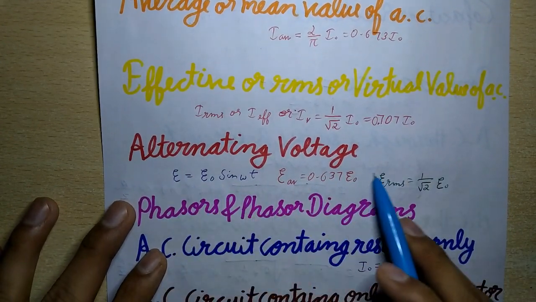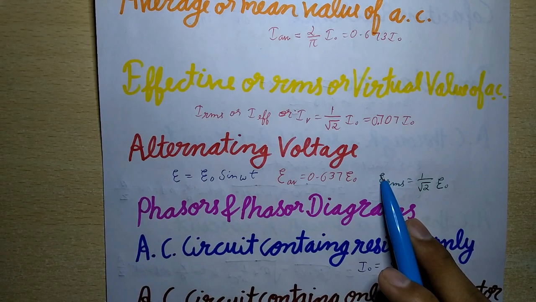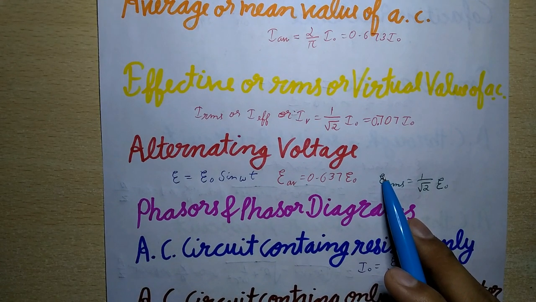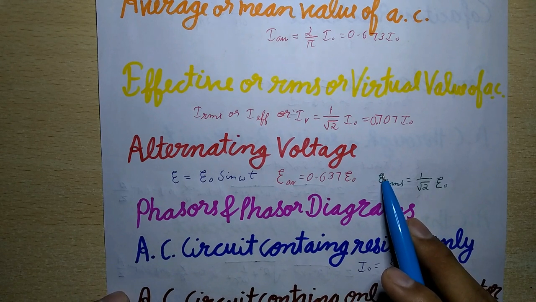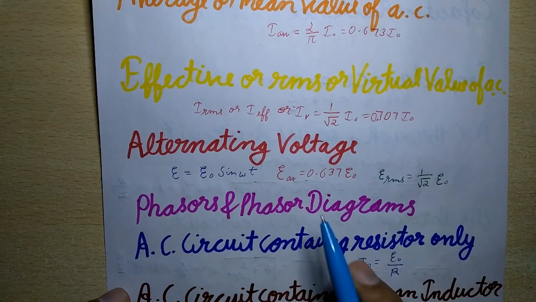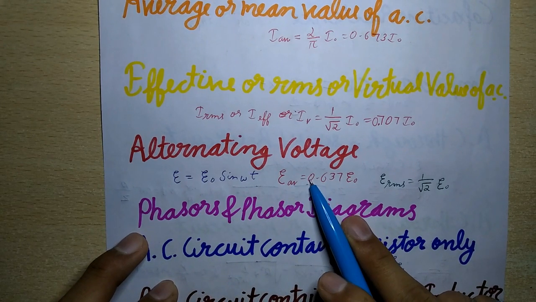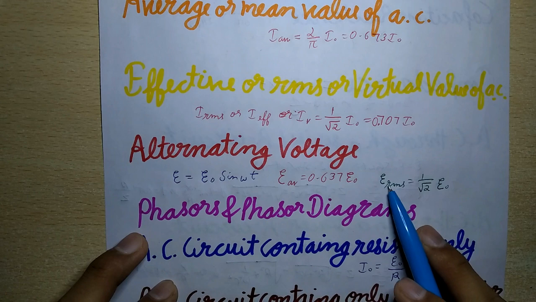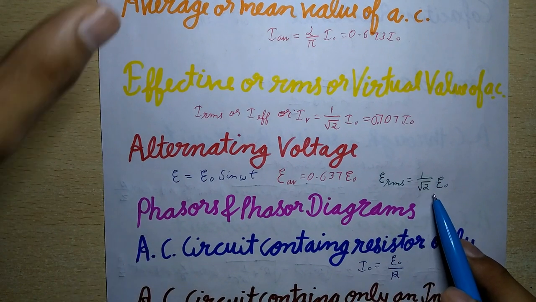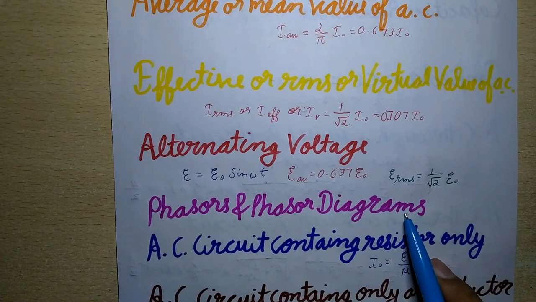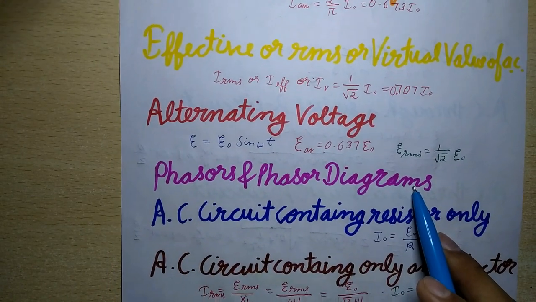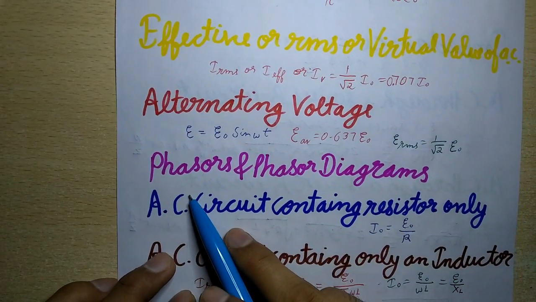Now next is alternating voltage. It is that voltage whose magnitude varies continuously and direction reverses periodically with time. Its instantaneous, average and root mean square values are respectively given by E = E₀ sin ωt, and E average is equal to 0.637 E₀, and E RMS is equal to 1/√2 E₀.